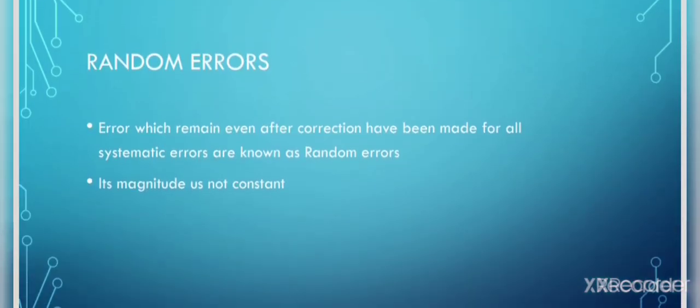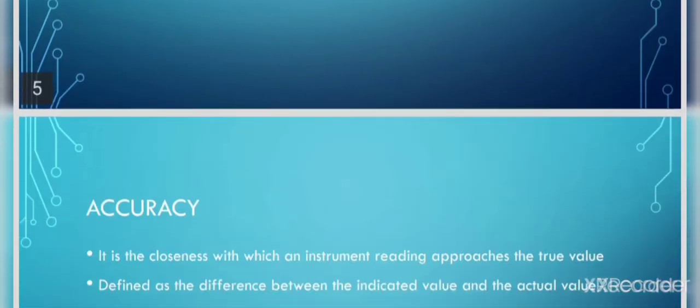Next one is random errors. Some errors remain even after the corrections that have been made for all systematic errors; these are known as random errors. These errors occur due to noise and fatigue in the working persons. This is about random errors.